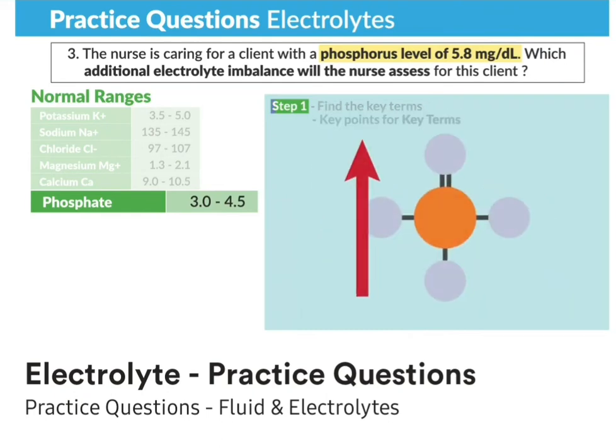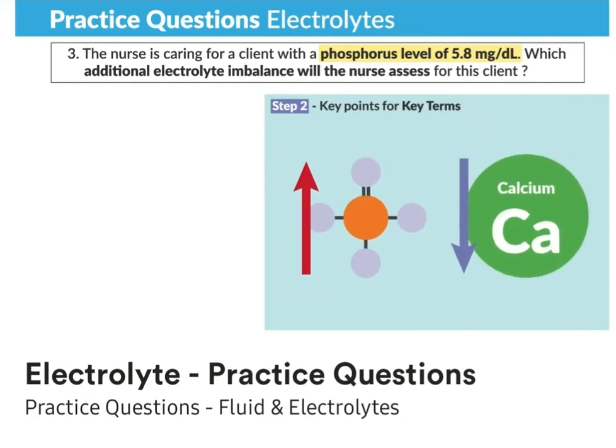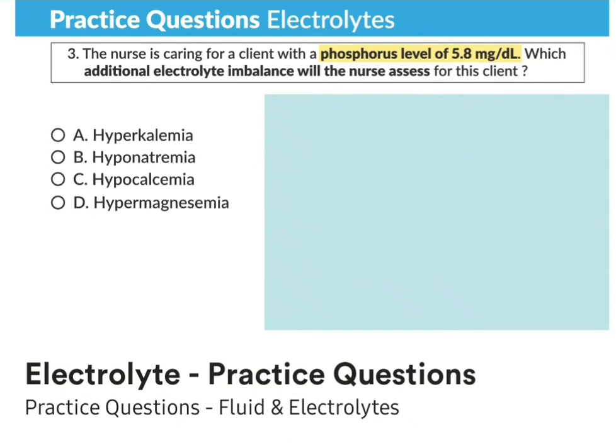Before looking at the options, just think about high phosphorus, that hyperphosphatemia. So what do you know about it? Well, once again, high phosphate equals low calcium, right? They always work opposite of one another. So let's look at our answer options.